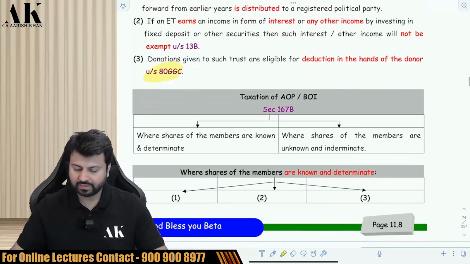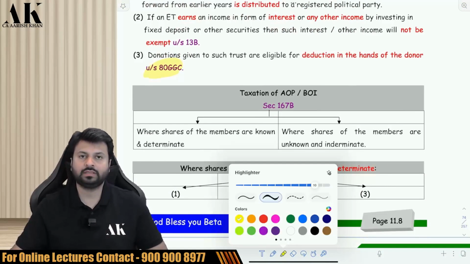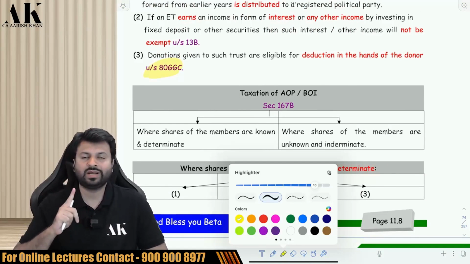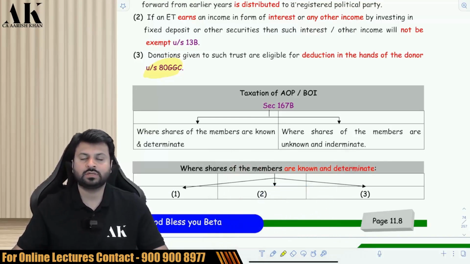Now let's go ahead with the next one, and that is taxation of AOP and BOI. Again, this is an important topic. There are two important topics in this chapter. One is taxation of firm. Another is taxation of AOP BOI, association of persons, body of individuals.